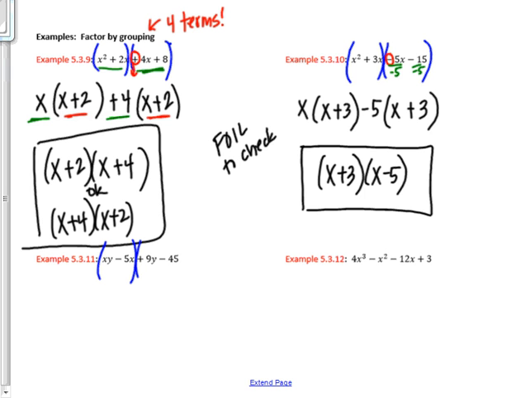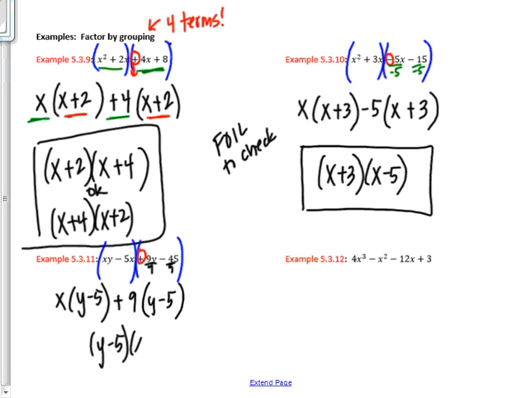xy minus 5x plus 9y minus 45. Alright, so I grouped 2 and 2. Alright, xy minus 5x, the only thing they share is an x. If I took out an x, I'd be left with y minus 5. Alright, so that sign I copy down. And then 9y minus 45, what's the biggest number that goes into 9 and 45? That's going to be a 9. I can't take out a y, but if I divide both those by 9, I'm left with y minus 5. So we did it right. So my answer is y minus 5, x plus 9.